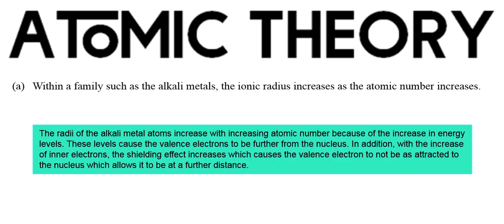So this is an answer I came up with. It's a little wordy, but it does do the trick. The radii of the alkali metal atoms increase with increasing atomic number because of the increase in energy levels. These levels cause the valence electrons to be further from the nucleus. In addition, with the increase of inner electrons, the shielding effect increases, which causes the valence electron to not be as attracted to the nucleus, which allows it to be at a further distance.